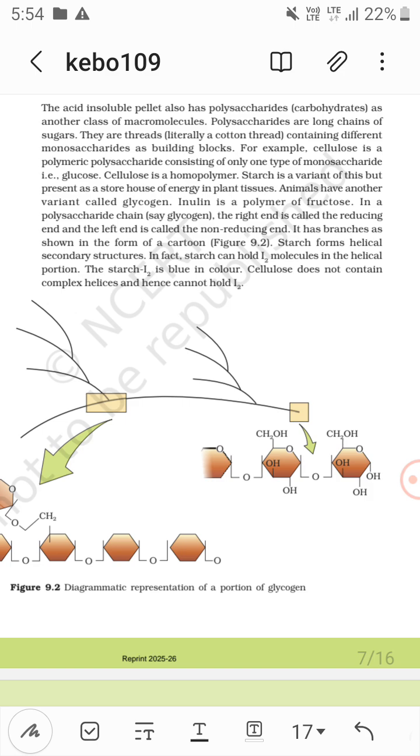Remember fructose. And glycogen has branches as well, right? Now in starch they found the helical secondary structure. This is why they hold I2 and show the blue color. And cellulose does not have complexes, so it does not hold iodine, so it does not give blue color.